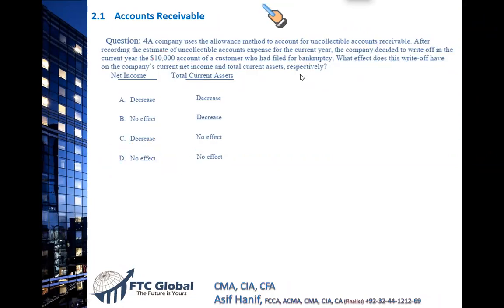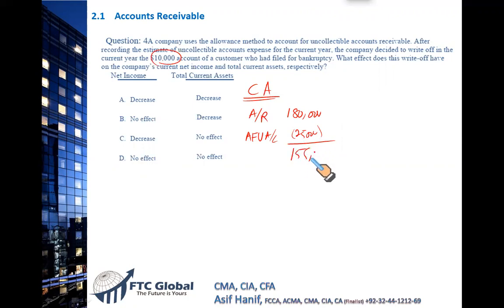Let's take some numbers to explain the idea. On the current asset side, forget about inventory, cash, bank. I'm just going to take the gross account receivables. I'm going to take some imaginary numbers. Let's say I have 180,000 of gross account receivables, and my allowance for uncollectible accounts has a balance of 25,000. Just for the sake of simplicity, assume numbers, take any numbers you want, but make sure you incorporate this 10,000 there. So the net realizable value of my receivable is 155,000, right? That's the current assets before the write-off.